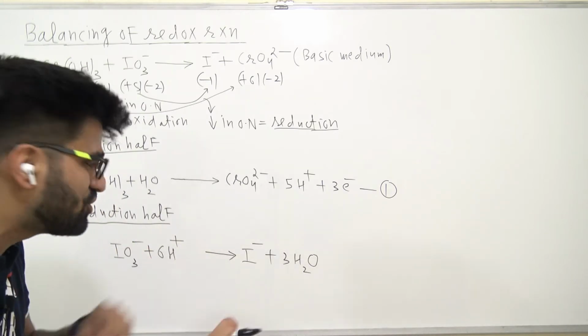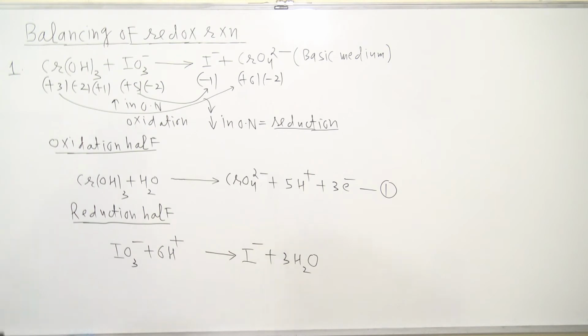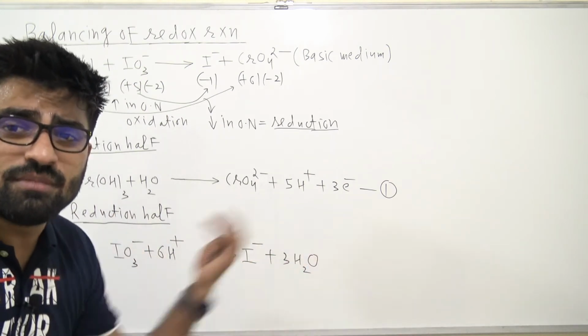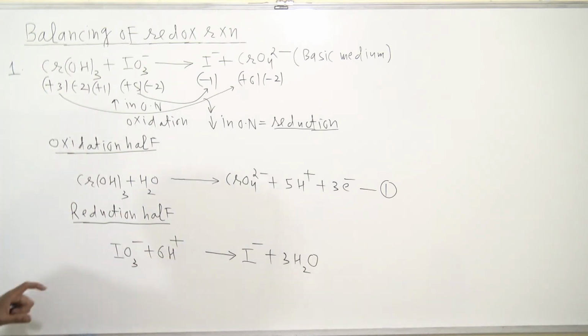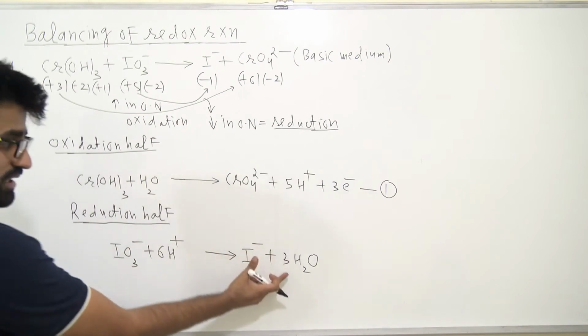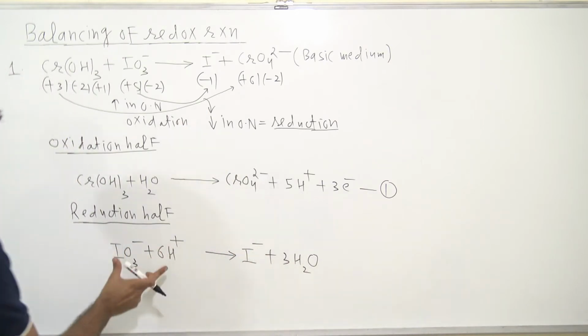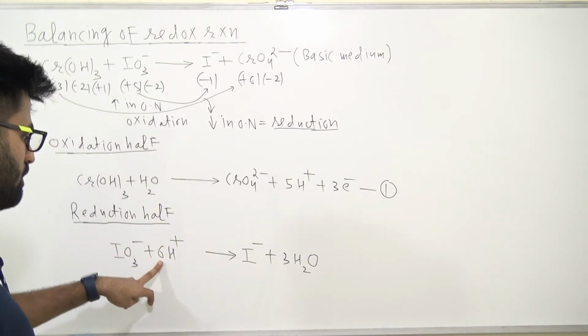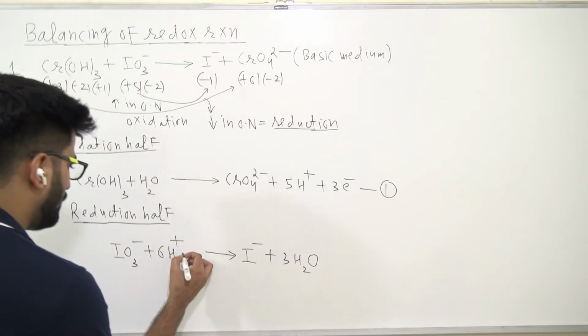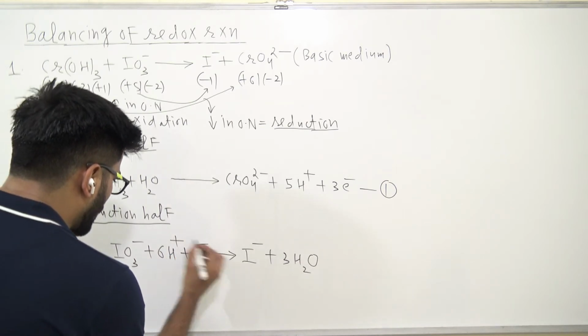We need to balance the charge. So if I need to balance the charge, what is this? This is the reduction, and reduction means gain of electron. So whatever electrons I add, I will add on the reactant side. I hope that is crystal clear. What is the charge on the product side? -1. What is the charge on the reactant side? That would be +5. So I need to add 6 electrons here.